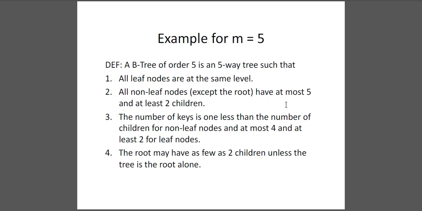How many children can be present in the non-leaf nodes? That is 5. So 5 minus 1, 4 key values can be there in the non-leaf node. Similarly, a minimum number of key values is 2 for all the leaf nodes. The root may have as few as 2 children, that is also similar to the previous property. So you need to keep these 2 points in mind, point number 2 and 3, and all the leaf nodes are at the same level, that is always correct.